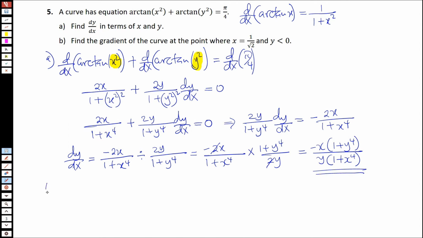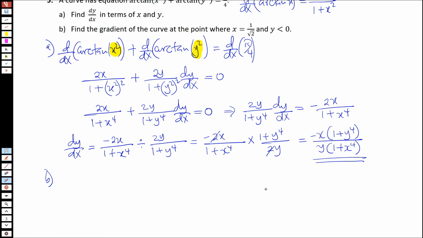Now for part B of this question, we are required to find the gradient of this curve where x is equal to 1 over square root of 2. Now, of course, you can see here that the gradient is in terms of x and y. So if we know only the x value, we won't be able to find the gradient of this curve. So we need to find the corresponding y value when x is equal to 1 over square root of 2.